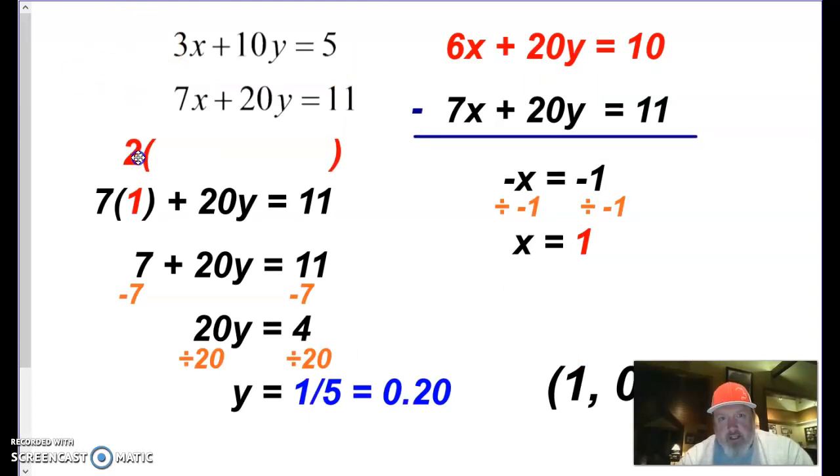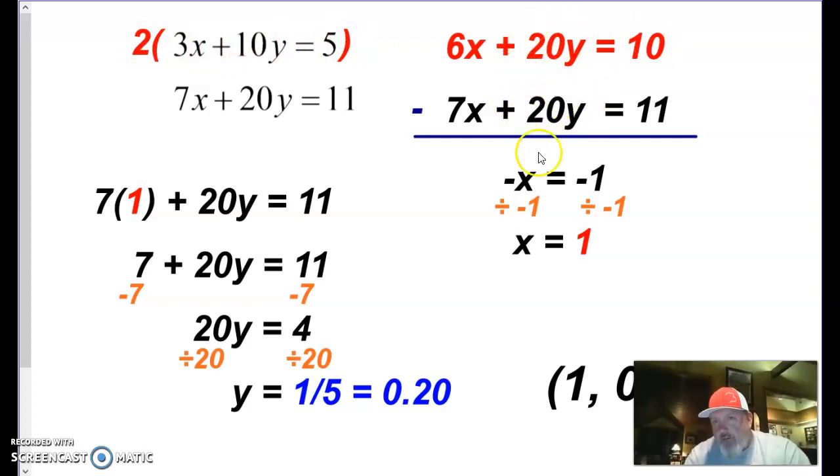So you can see 3 and 7, they're not the same or opposite. Same thing with 10 and 20. But again, if I multiply this top one by 2, 2 times 10 will give me 20y. So we'll distribute here. 2 times 3 is 6x, 2 times 10y is 20y, and 2 times 5 equals 10. Now these y terms are the same.